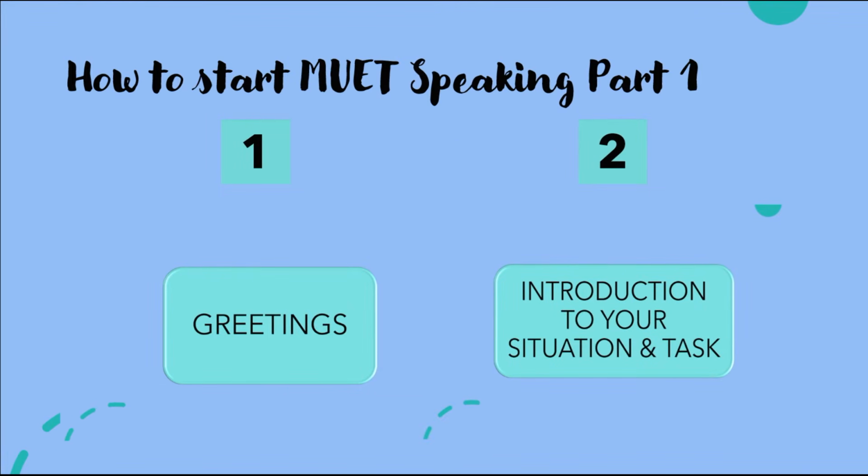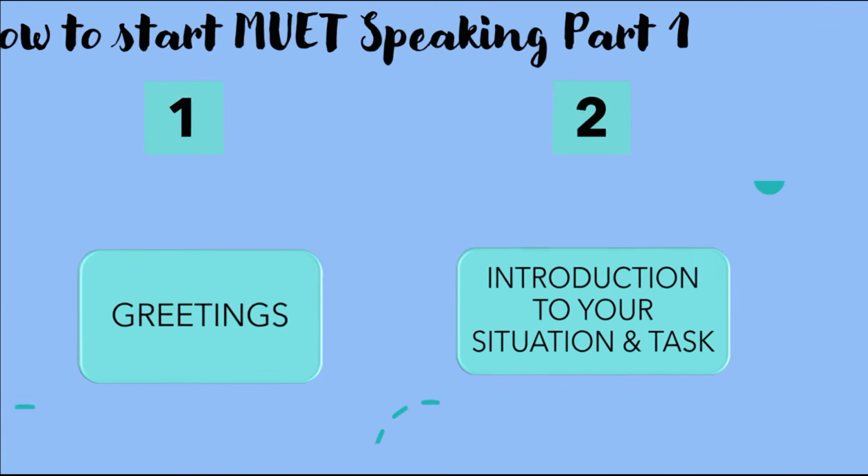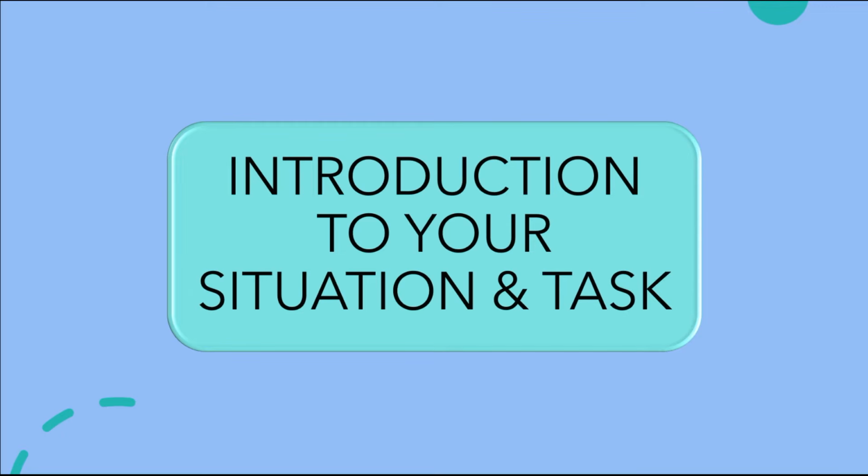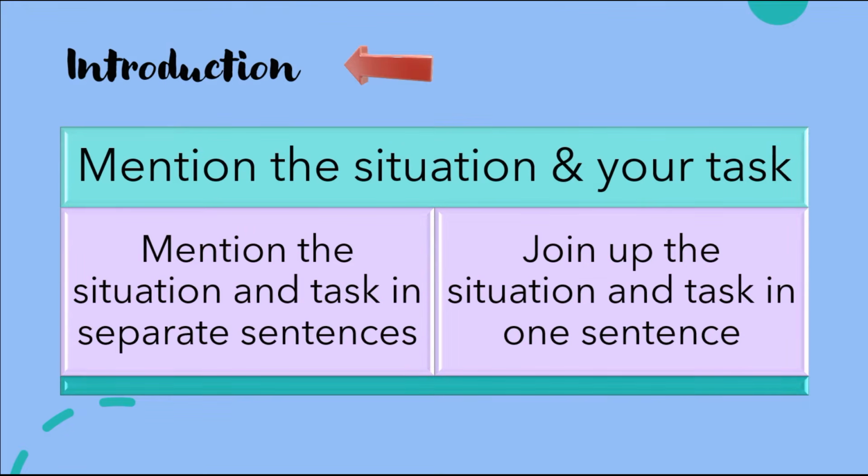Let's now move on to the second thing that you need to do when starting your individual presentation in part 1. It is for you to do the introduction to your situation and your task. This will involve mentioning your situation and your task. You need to do this because the other candidates will not know what question you got. You can do this firstly by mentioning the situation and the task in 2 separate sentences, or if you like, you can join up the situation and the task in 1 sentence.